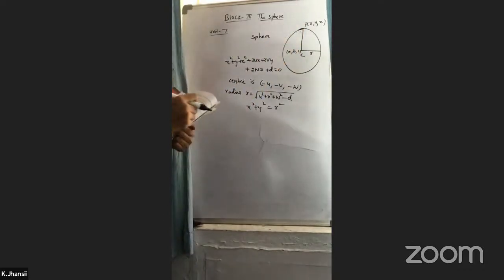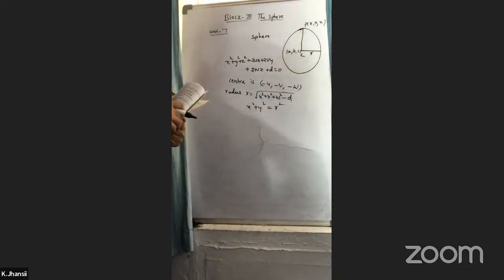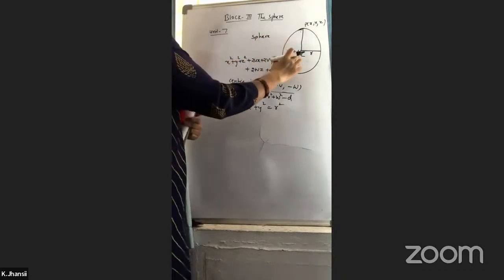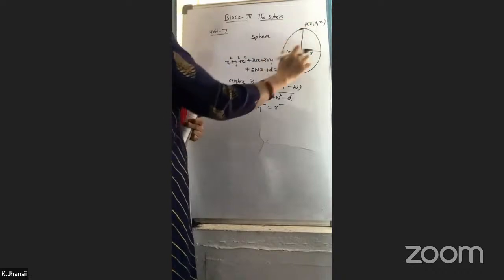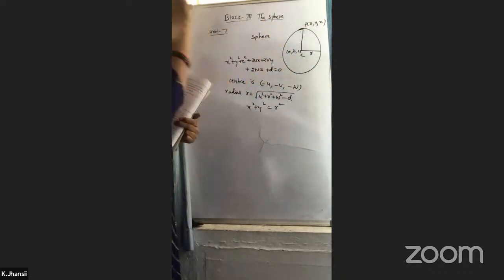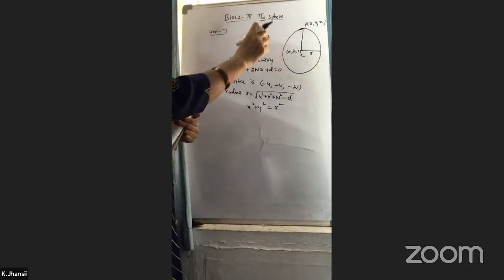When you find this distance, we know the distance formula: if you have the points X1, Y1, Z1 and X2, Y2, Z2, then the distance is the root of X2 minus X1 whole square plus Y2 minus Y1 whole square plus Z2 minus Z1 whole square. Here we are finding the distance from the center to this point. On this you will also have 5 marks questions, for finding the distance of a point from the center.